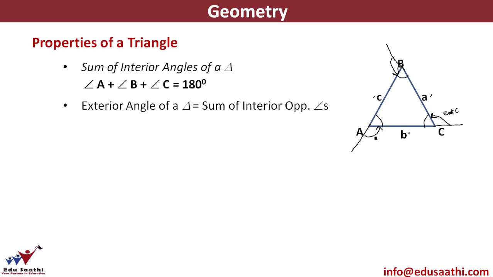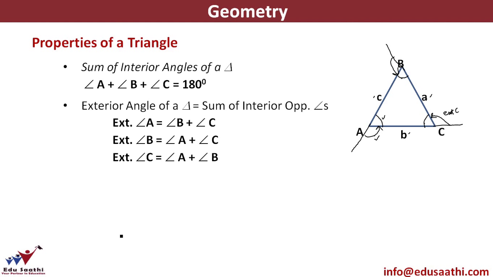So this exterior angle would be equal to the sum of the opposite interior angles. If I look at it, the proof is very simple. Angle A plus angle B plus angle C would be 180 degrees, and angle C plus exterior angle C would also be equal to 180 degrees. So if I just equate the two, I'll get that the exterior angle is equal to the sum of the two opposite interior angles. So exterior angle A will be interior angles B and C. Exterior angle B would be opposite interior angles A and C. Similarly, exterior angle C would be opposite interior angles A and B. You can refer to the figure for more details.